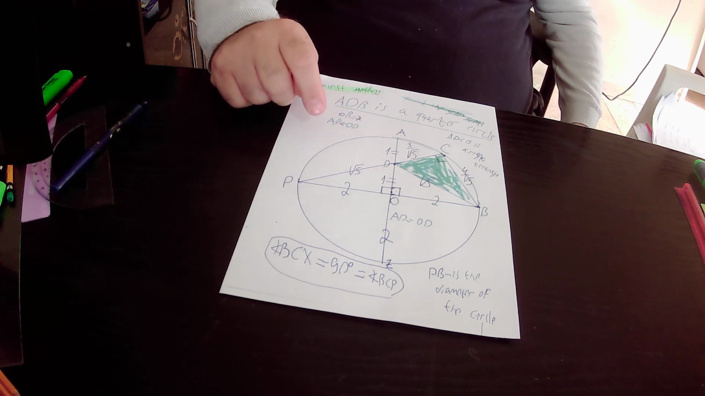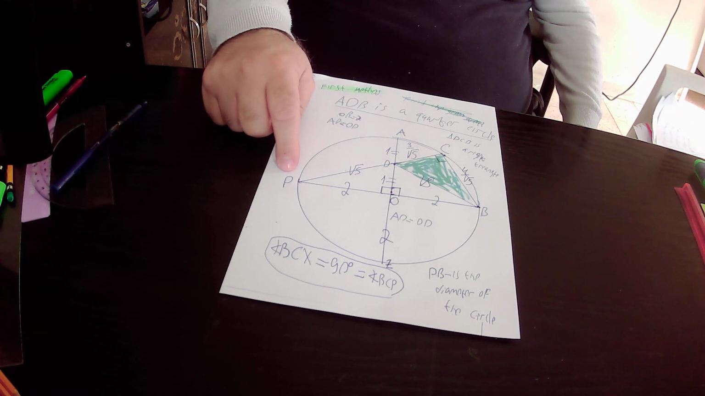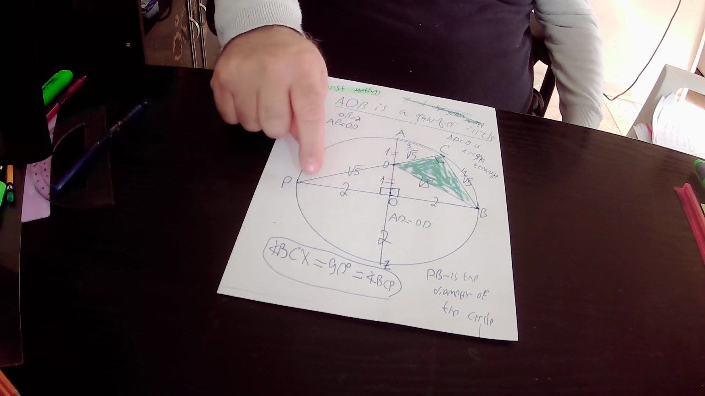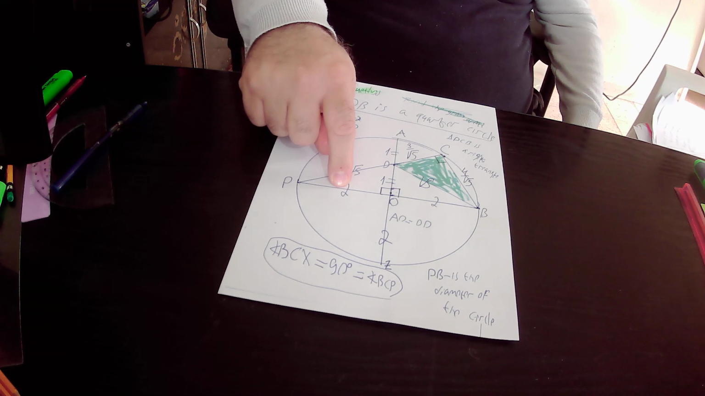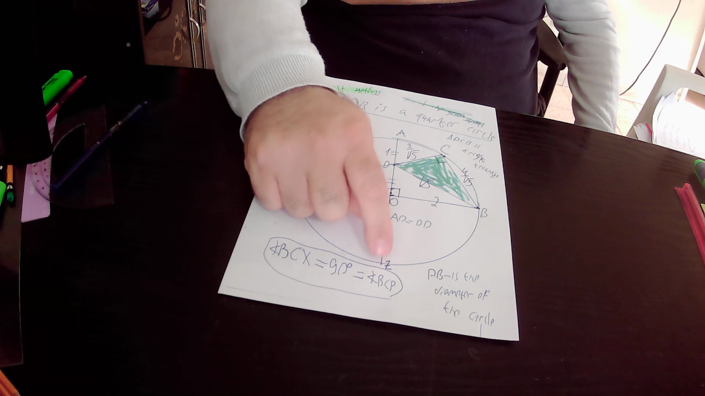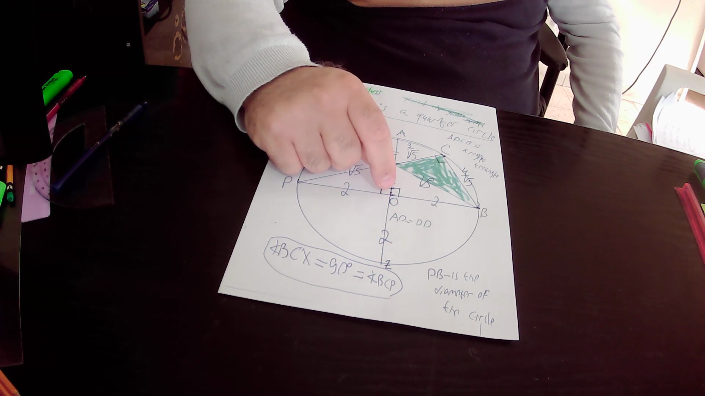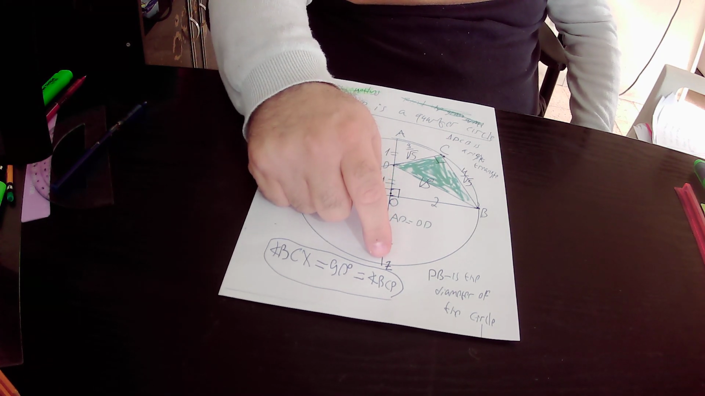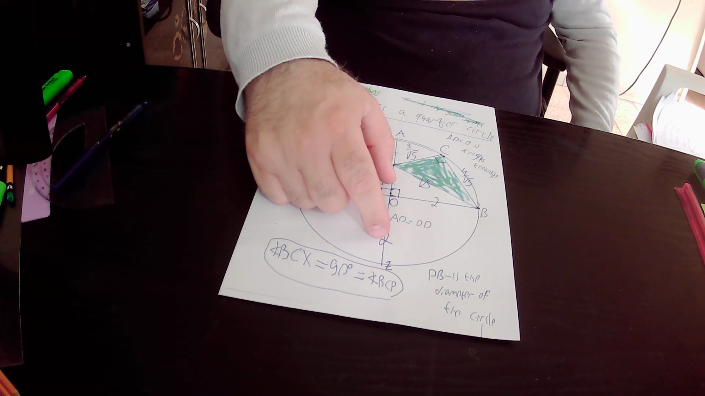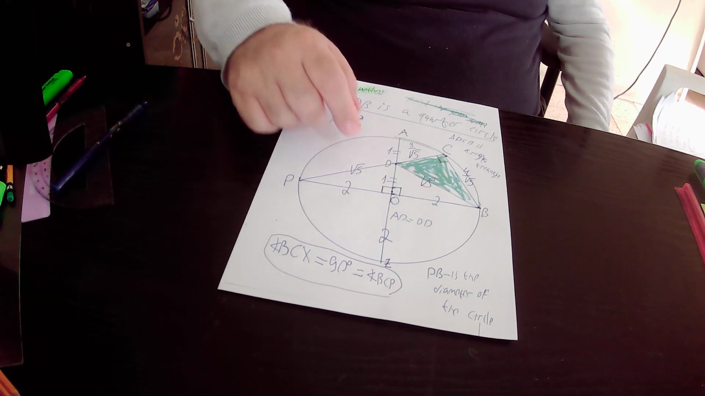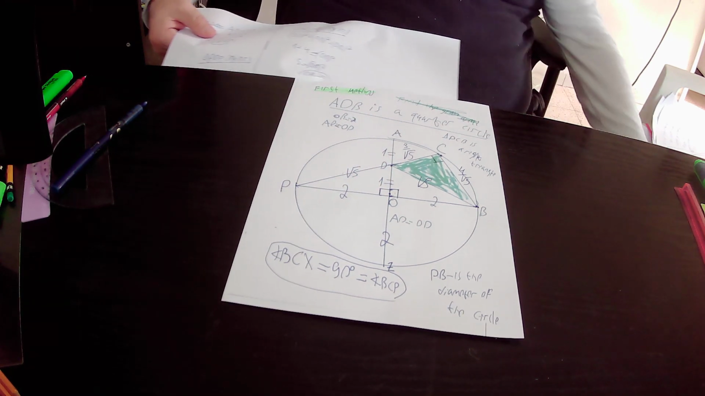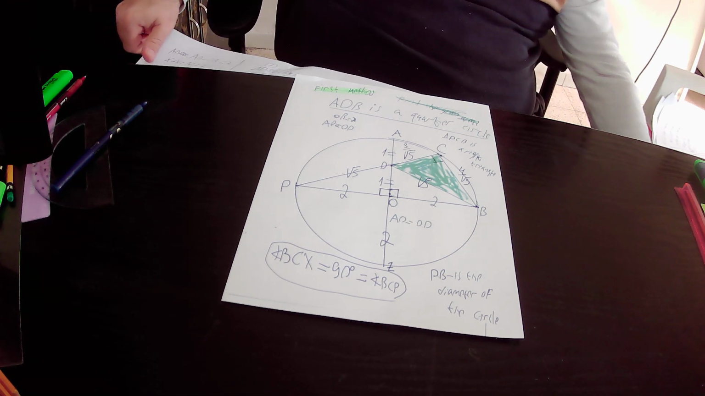Then we extended segment AO. Here O is the center of the circle, P is a point on the circle itself, therefore PO is the radius of the circle, that is 2 units. We extended AO until it touches the circle at point Z. O is the center of the circle, Z is a point on the circle itself, therefore OZ is also the radius of this circle, that is equal to 2 units.